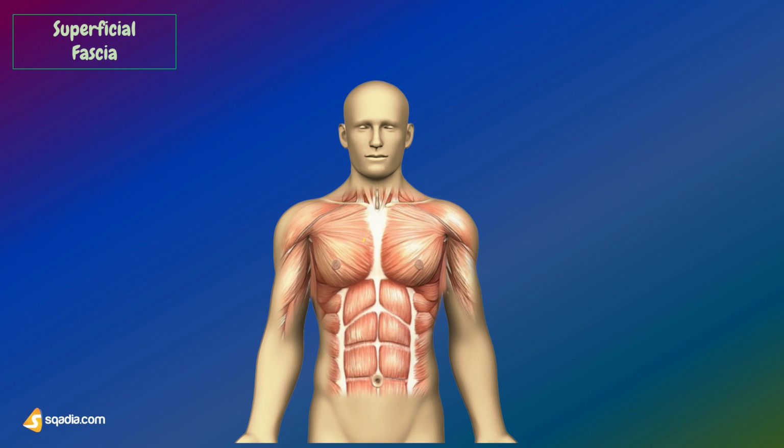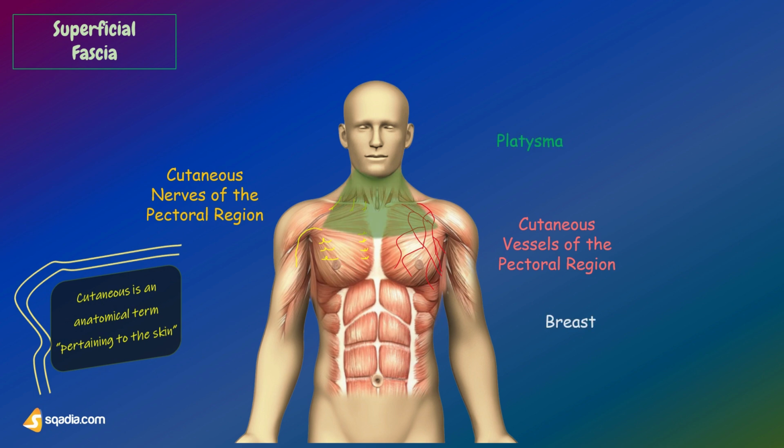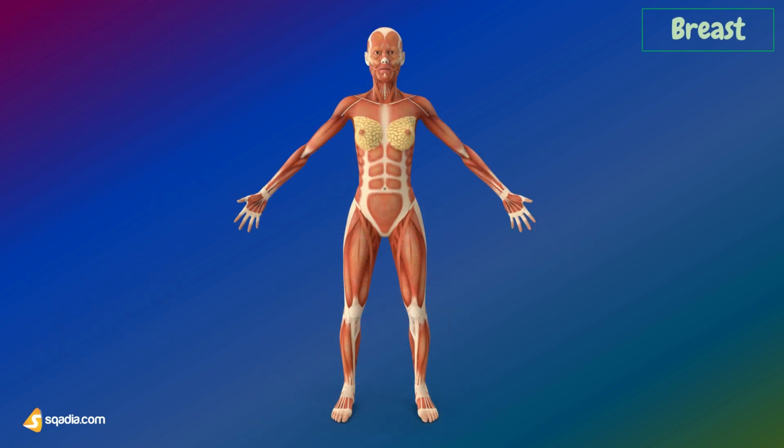In addition to fat, the superficial fascia of the pectoral region contains the following: cutaneous nerves derived from the cervical plexus and from the intercostal nerves, cutaneous branches from the internal thoracic and posterior intercostal arteries, the platysma, and the breast. We will discuss the anatomy of the breast in detail now.